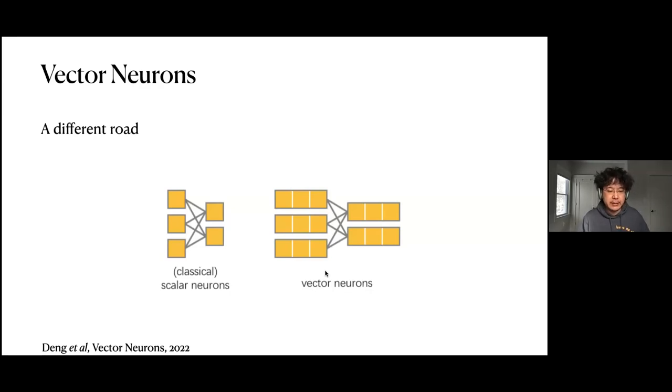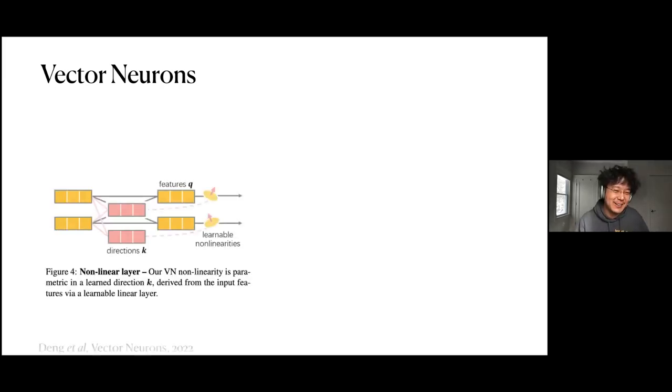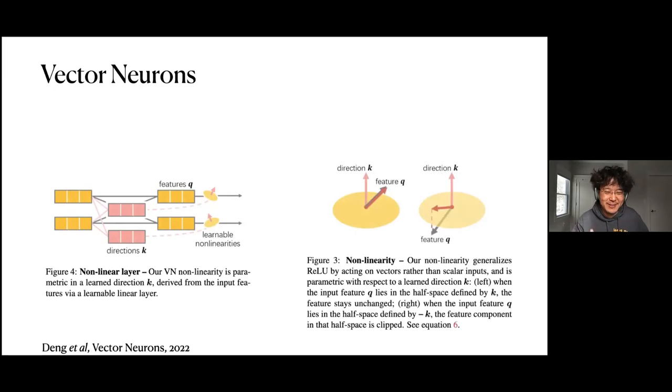This is from Deng et al., the vector neuron paper. Okay, Sven, you have, okay, I should probably just, I'll spend one minute on this and then I'll be done.